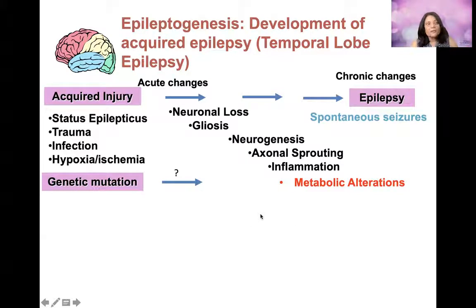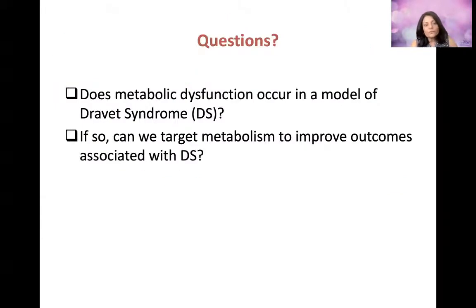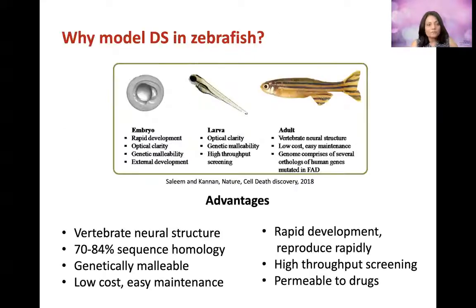In our lab, we are interested in how metabolic alterations can be initiated by genetic mutations that arise with the epilepsies. So two simple questions that we asked in the Dravet syndrome area were whether metabolic dysfunction occurred in a model of Dravet syndrome, and if so, could we target the metabolism to improve outcomes associated with Dravet syndrome? We chose to do this in the Dravet syndrome zebrafish model.